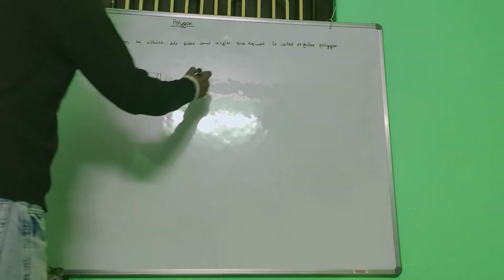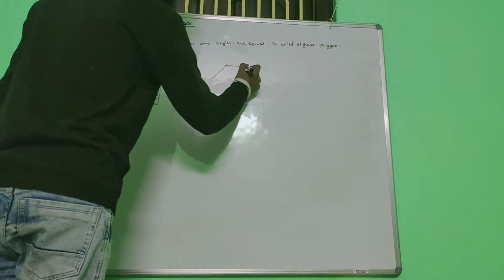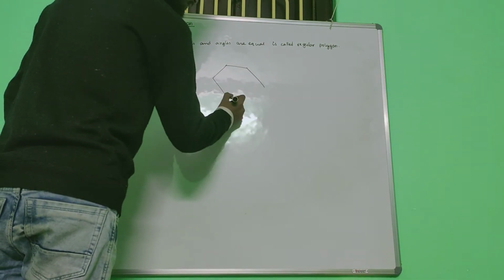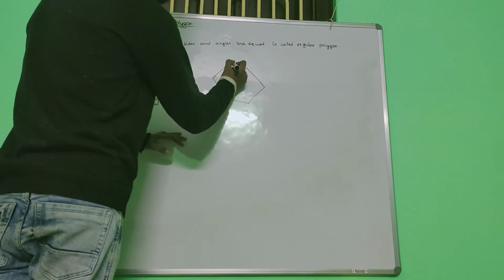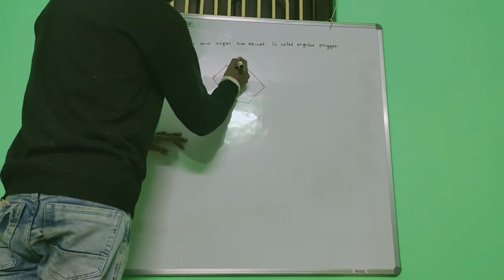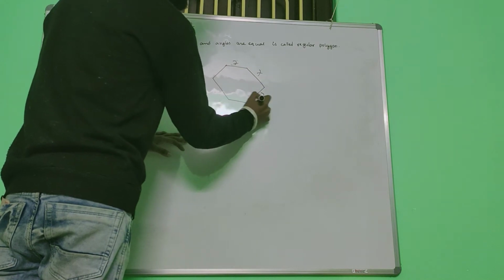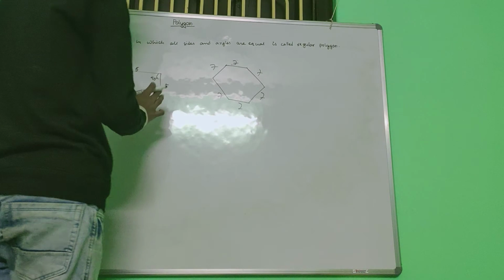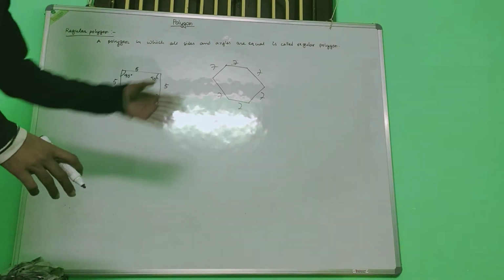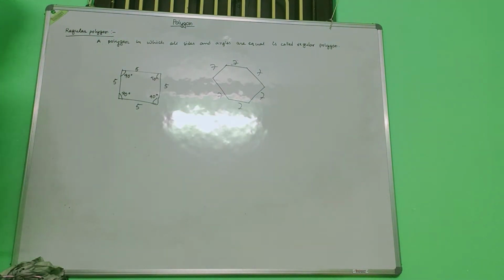It can be like this one also. If the sides are 7 centimeter, 7 centimeter, 7 centimeter, 7 centimeter, 7 centimeter, 7 centimeter, how many sides are there? Total 6 sides. Now it is also a regular polygon. For a regular polygon, all sides and angles have to be the same.